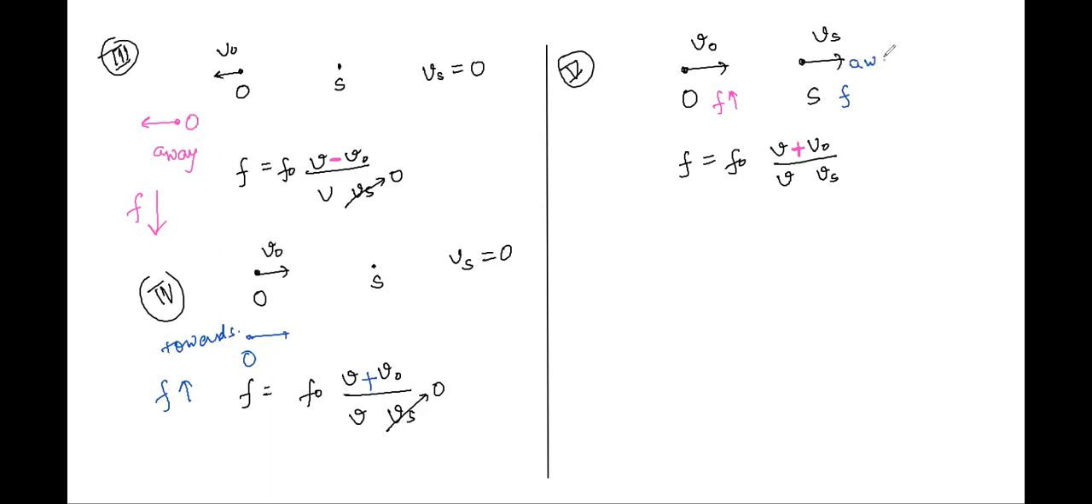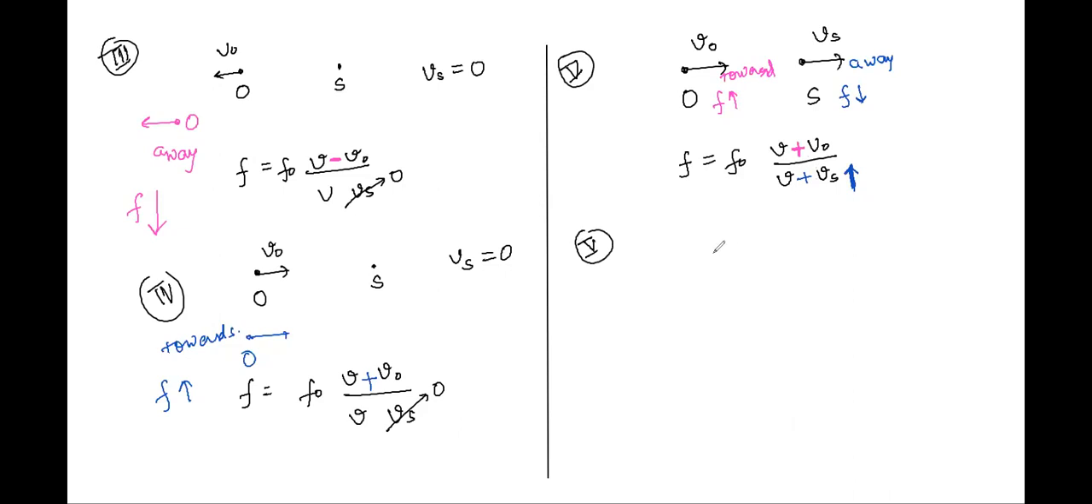Since the source is moving away from the observer, while he was moving toward, the source is trying to move away, so it should lead to a decrease of frequency. Am I correct? Yes, a decrease. So in order for the entire fraction to become lesser, the denominator should increase. Correct? So here there should be a plus sign. Am I clear to you? Should we take one more example?